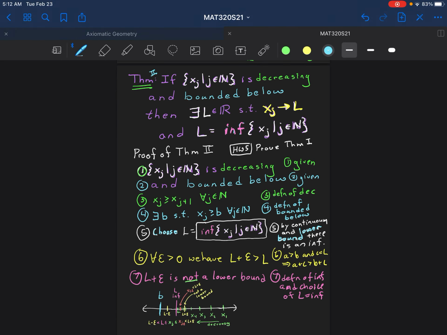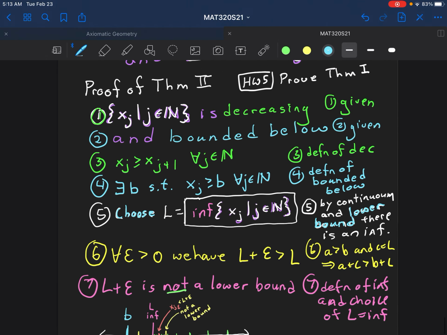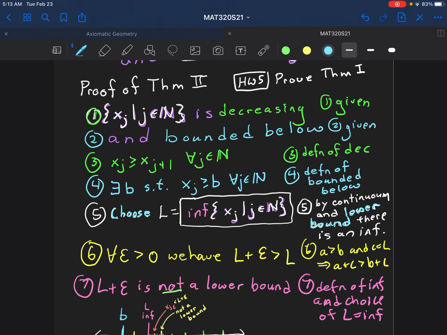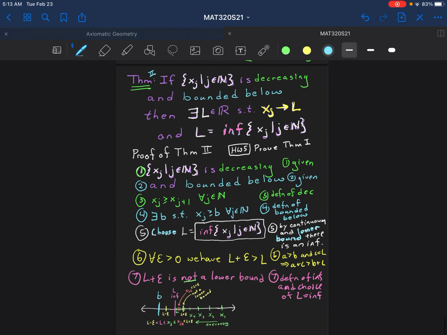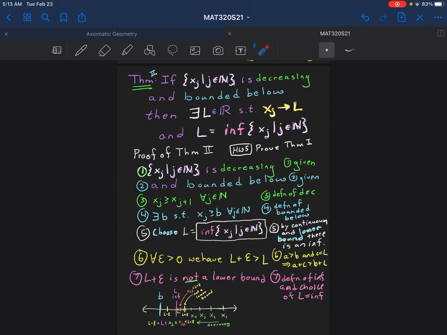And you are going to use bounded above, and you're going to use it to prove you have a supremum. Okay? So you want to be able to say, yes, I have a supremum because I have an upper bound and the continuum hypothesis. All right. So that's how we use lower bound. So after the steps one through five, we have chosen our L to be this infimum. We can choose it.